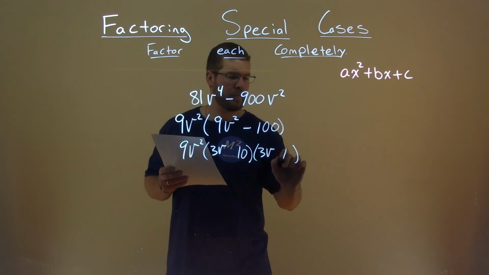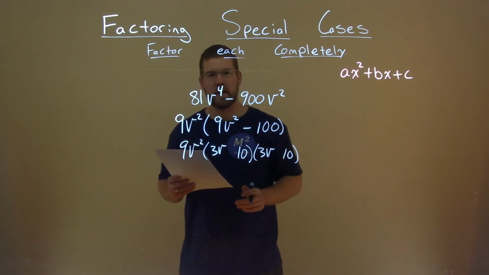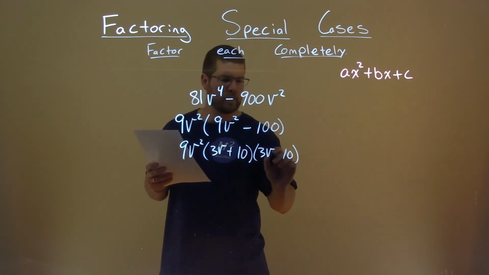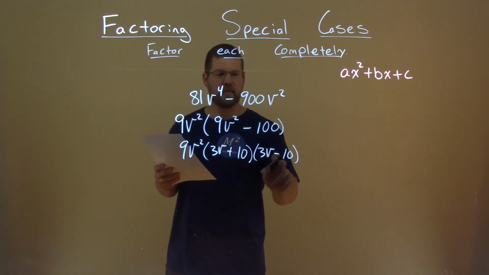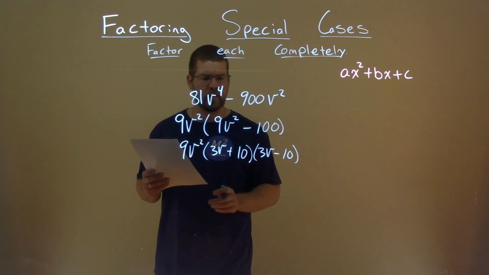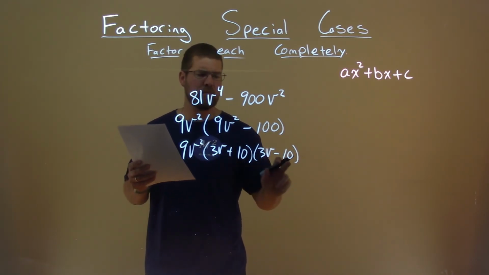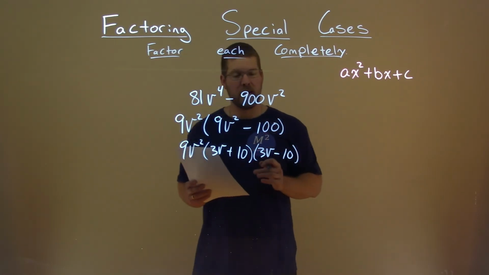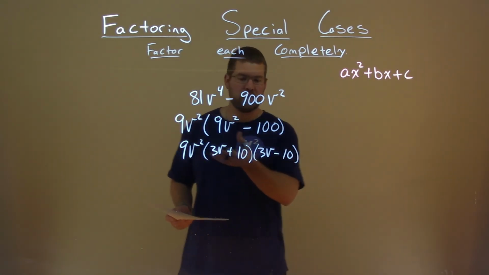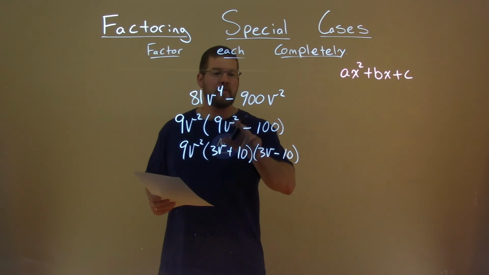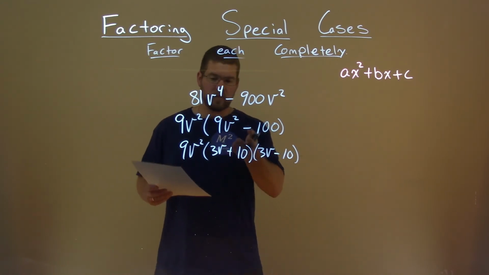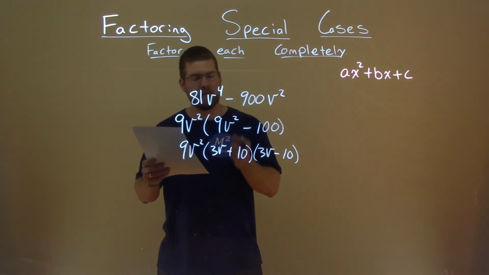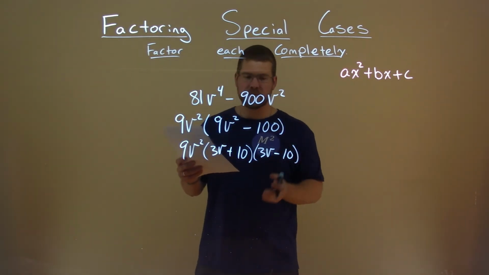Put a 10 here and 10 here. 10 times 10 is 100. Well, it has to be a negative 100. Make that positive, make that a minus, and 10 times a negative 10 is negative 100. But what happens when we multiply 3b times negative 10 and 10 plus 3b? When we do that, add it together, they actually cancel each other out, and that's the beauty of how this is set up here. So our b value, which is 0, will occur. So we actually have our final answer here. 9b squared times 3b plus 10 times 3b minus 10.